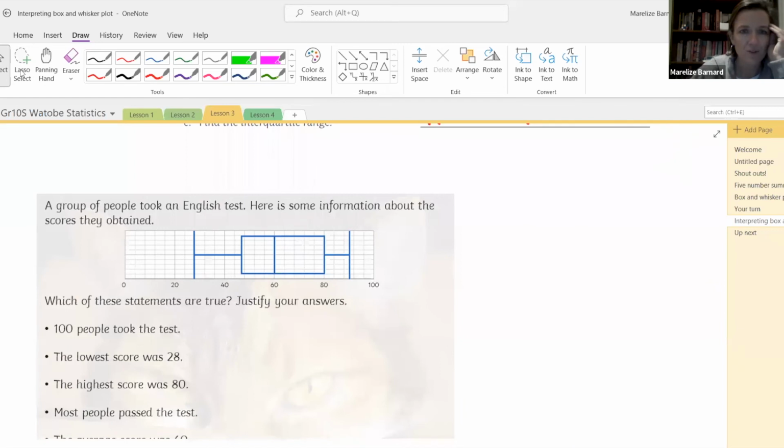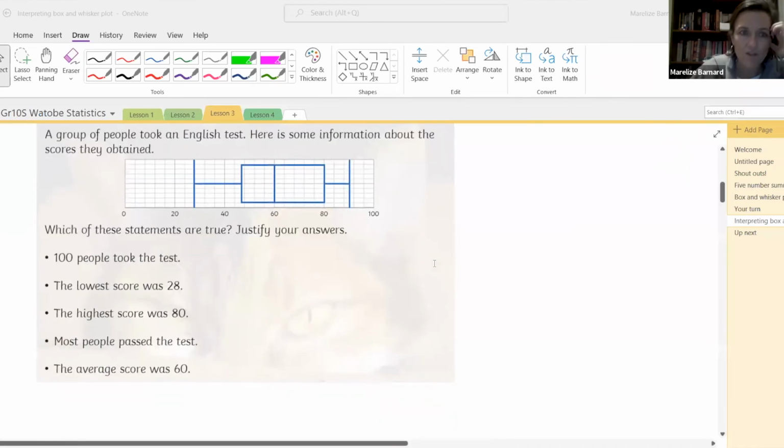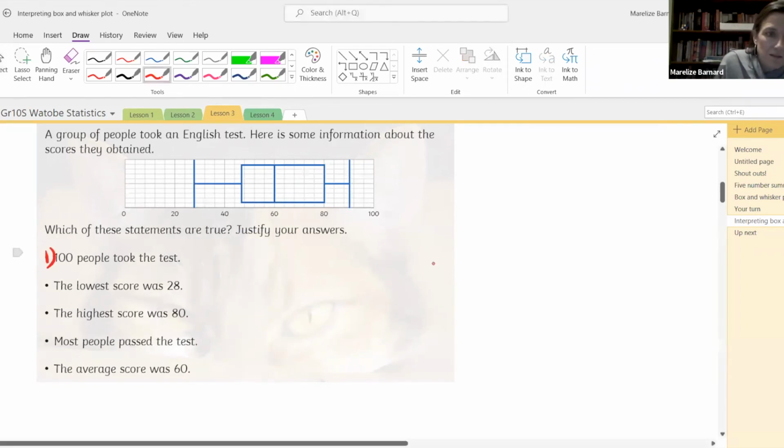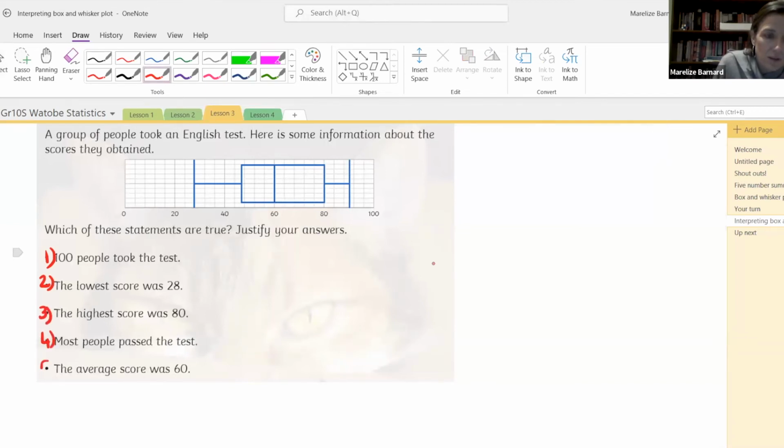Okay, some true or false questions. Let's see how well we understood this. A group of people took an English test. Here is some information about the scores they obtained. Which of the statements are true? Okay, so I'm going to give you about 2 minutes to read and think about this. And in about 2 minutes, I'll call for answers and then you put your answers in, okay? But first read, come up with an answer for each of the 5 statements. I'm going to number them. Makes it easier. It's 1, 2, 3, 4, and 5.